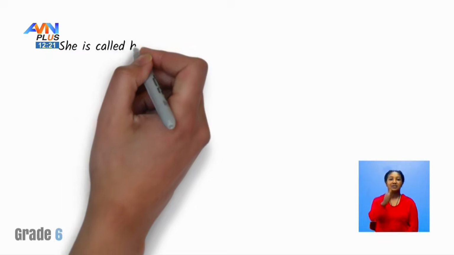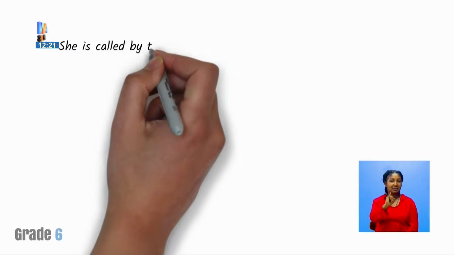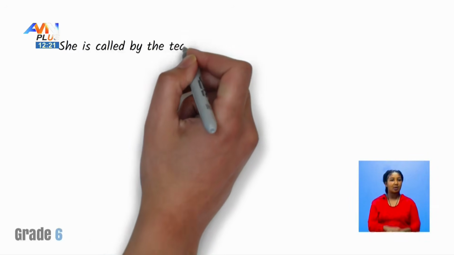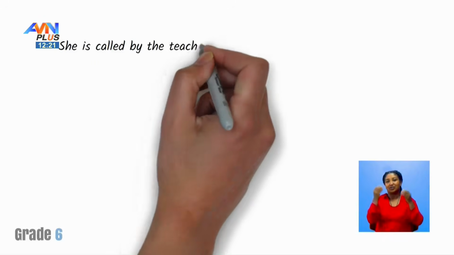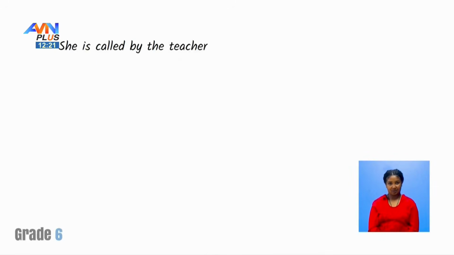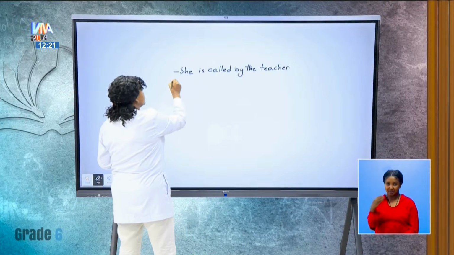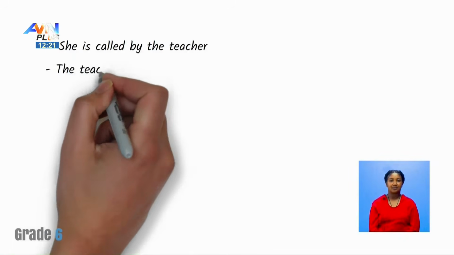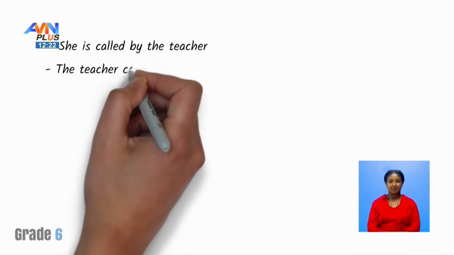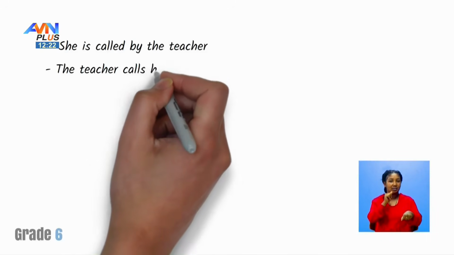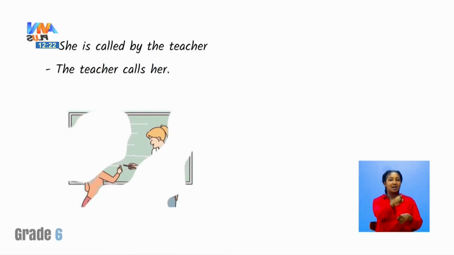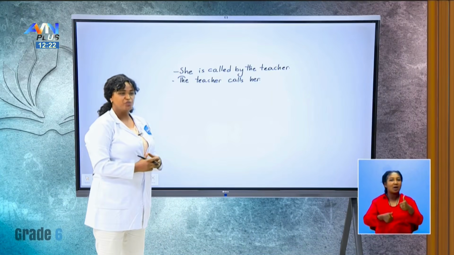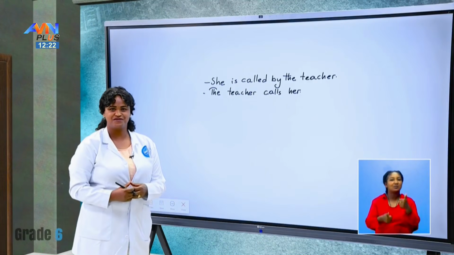She is called by the teacher. And the teacher calls her. When you see these two sentences, which one of them is passive and which one of them is active?